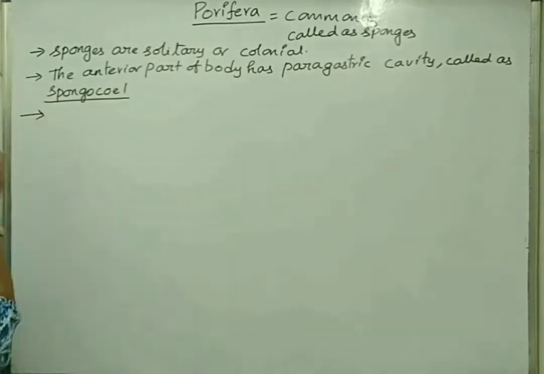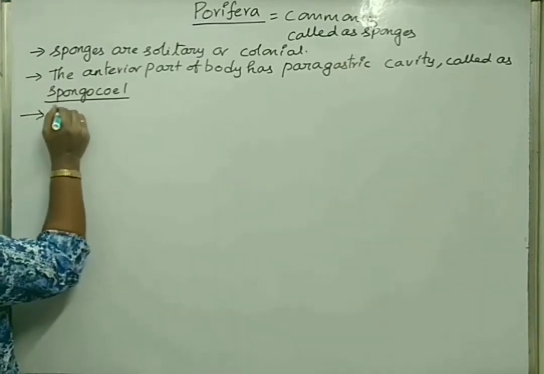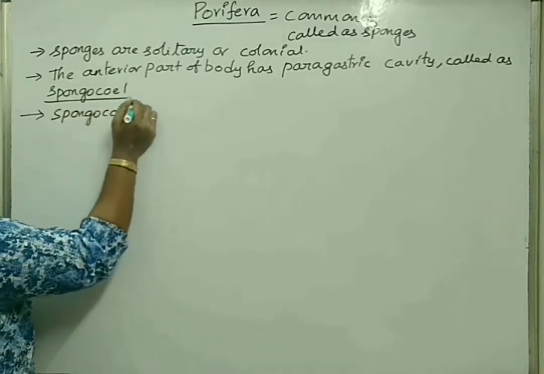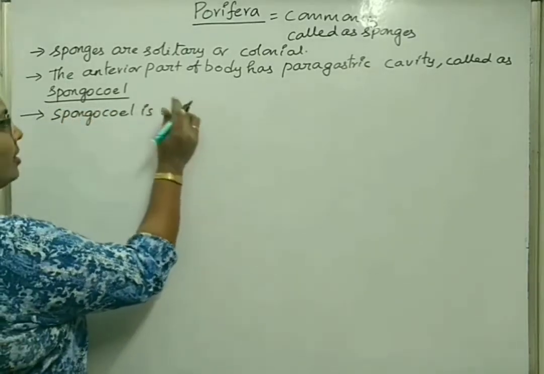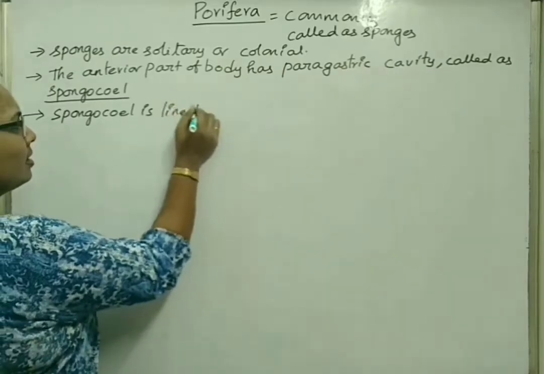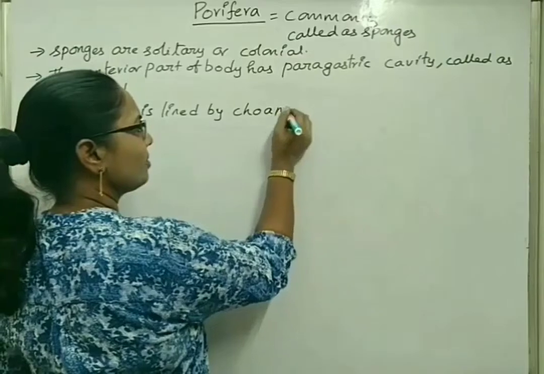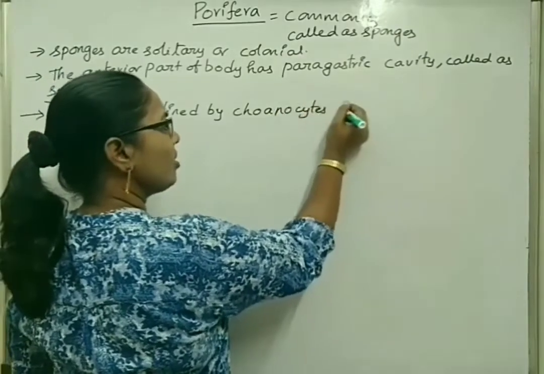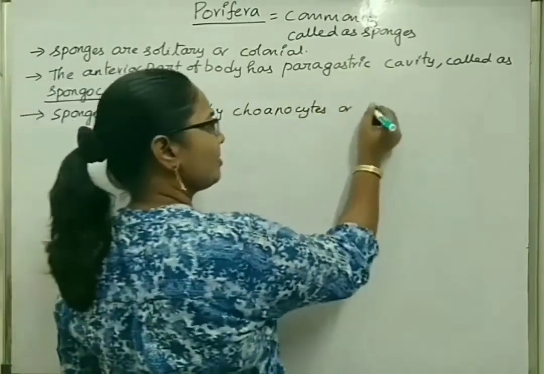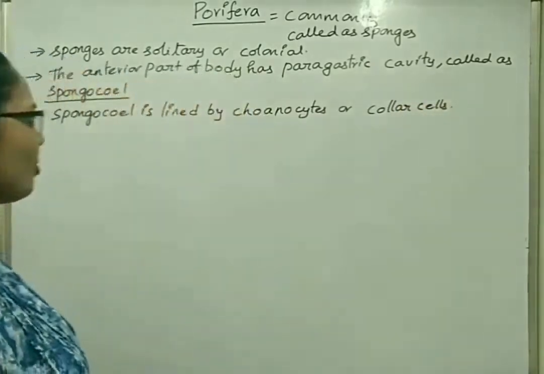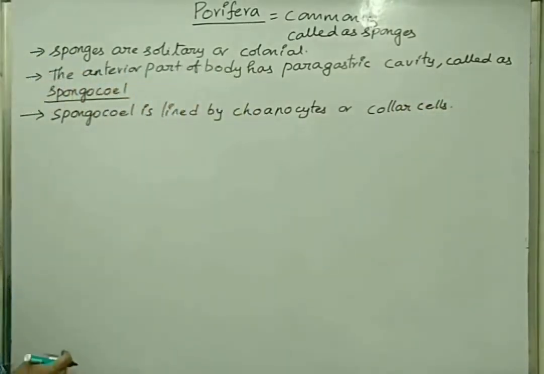Next, spongiocele is lined by choanocytes. These are also called as collar cells.